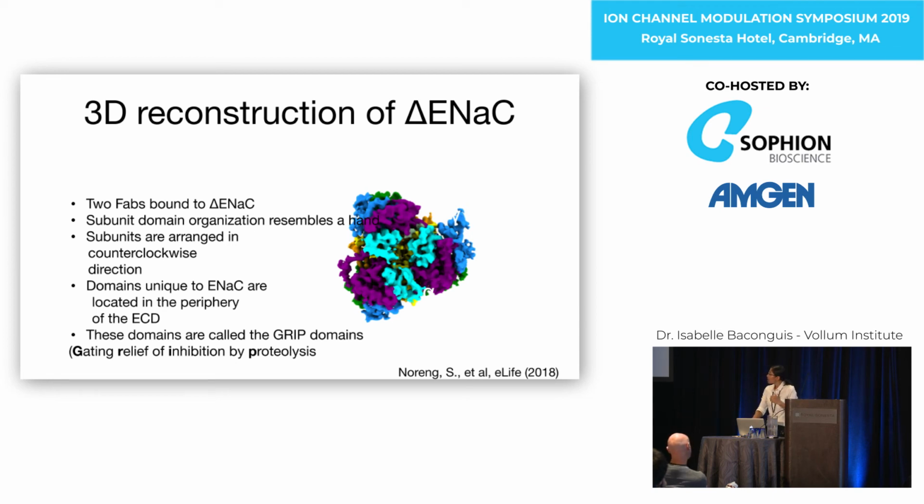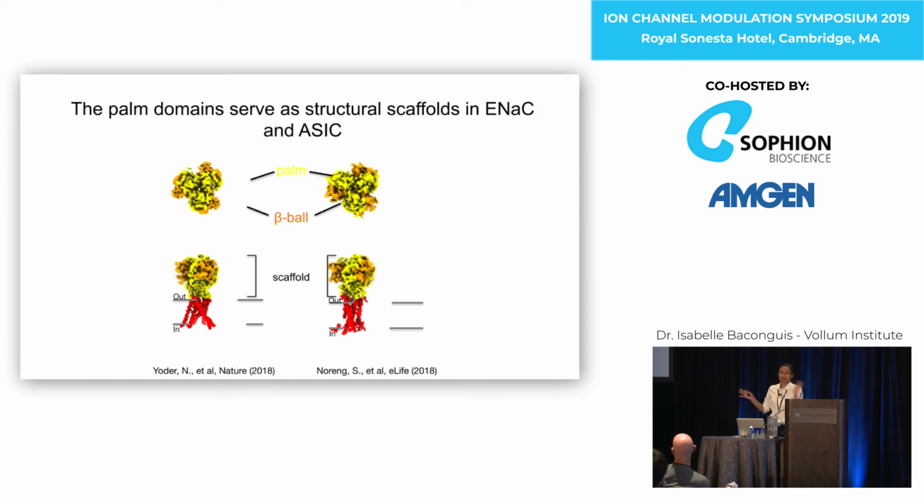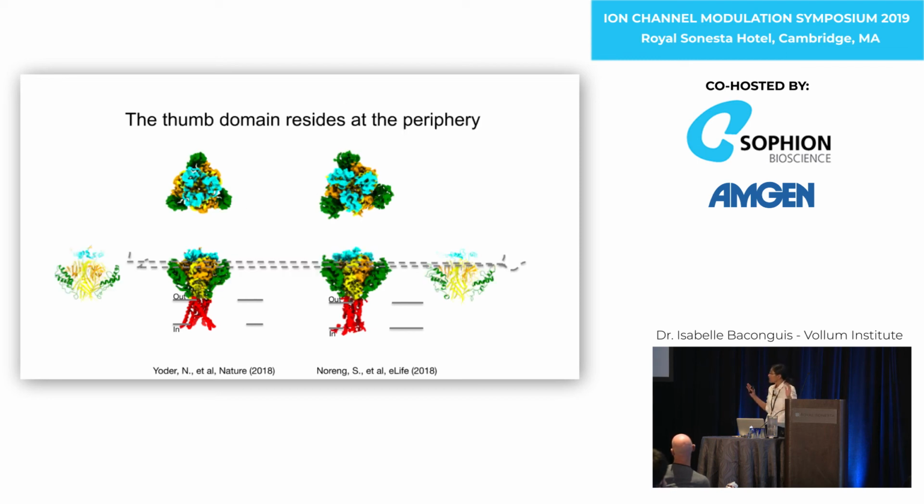And then just to provide a comparison between a proton sensor, here the homomeric ASIC, and now the protease-sensitive ENaC, what you see is that if you just get rid of all the peripheral domains, they essentially look similar. And that's the palm and the beta ball section. But then when you start adding domains in the periphery, you start seeing something a little bit different. And I want to focus on these regions right here.